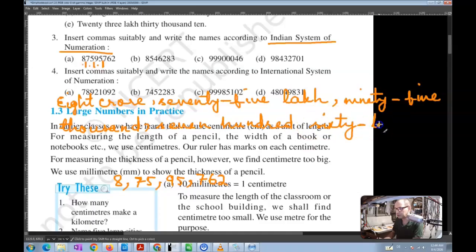60 again, and basically a 2. So that's 8 crore 75 lakh 95,782. That's your number basically. Okay.